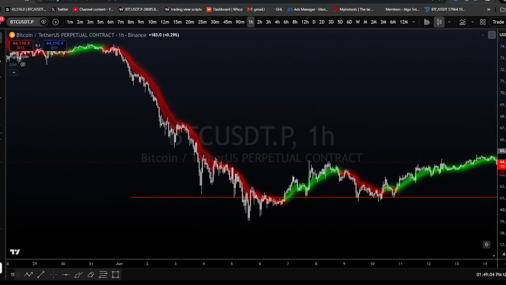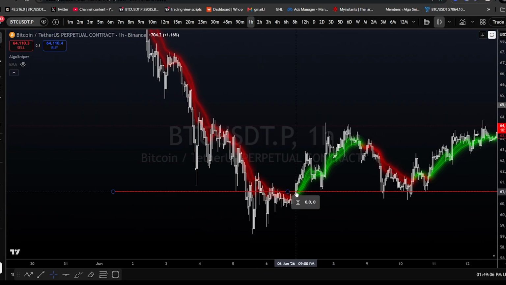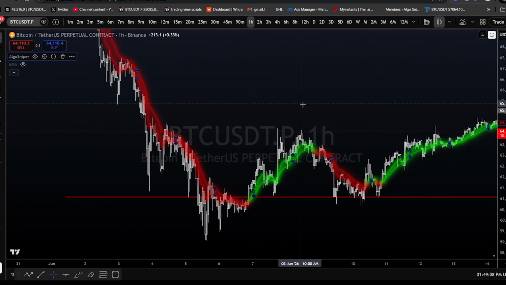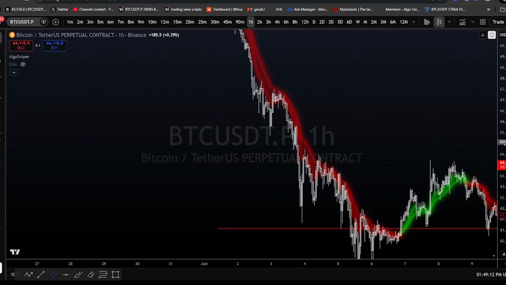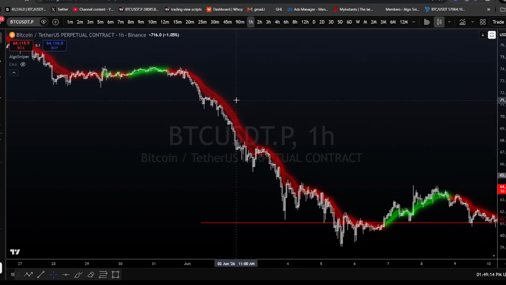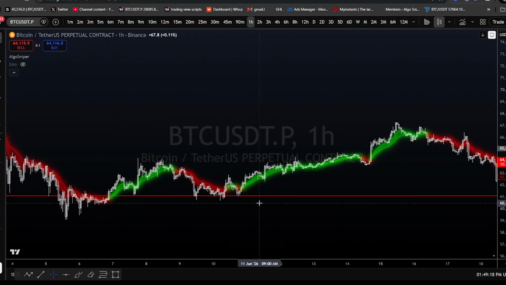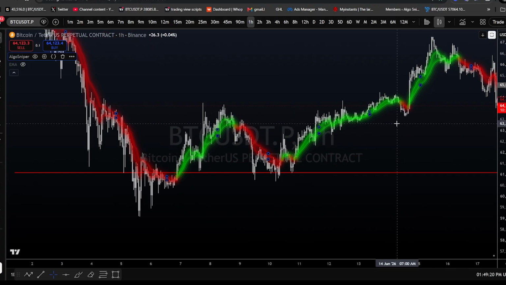Once the bands flip green, the price starts trading above the green bands, then you're going to get a move to the upside. Look, the bands start flipping green, you get a move to the upside. Do not trade against these bands. Do not look for longs until the bands flip green.